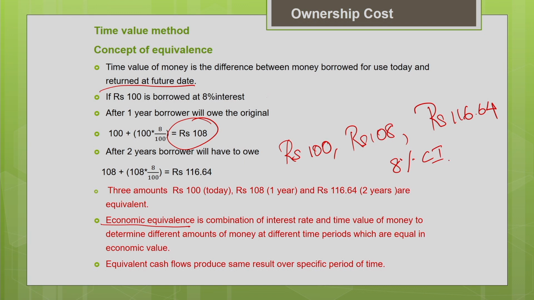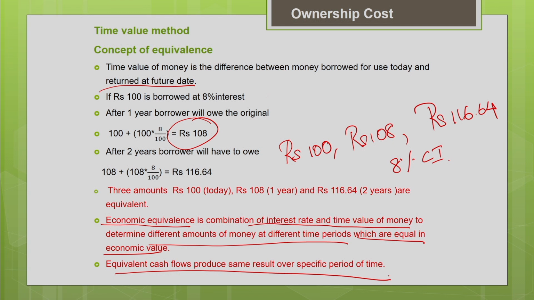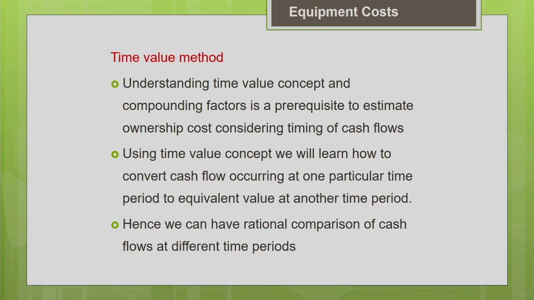Economic equivalence is a combination of the interest rate and the time value of money to determine different amounts of money at different time periods which are equal in economic value. These equivalent cash flows will give the same result over a period of time. That is why we say they are economically equivalent, though they are not equal. So in this time value method, you have to understand the time value concept and the compounding factors.